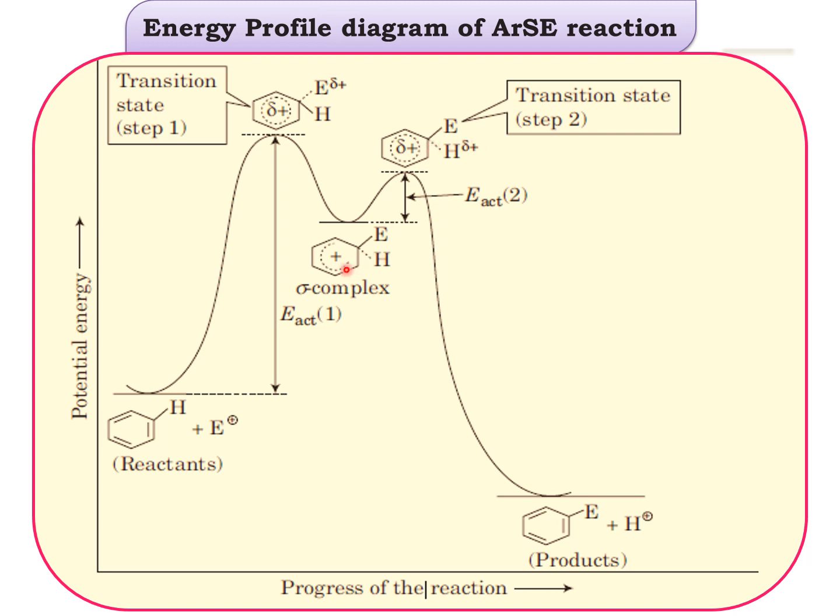So once the arenium ion is formed, it easily goes to the second transition state, and then very fast, the product is formed as a substituted one. Look at the difference between the reactant and product. In the reactant, it is hydrogen which is substituted by this electrophile, a positively charged species, to form the product E. That is the formation of an electrophile substituted aromatic compound. This is regarding the energy profile diagram.